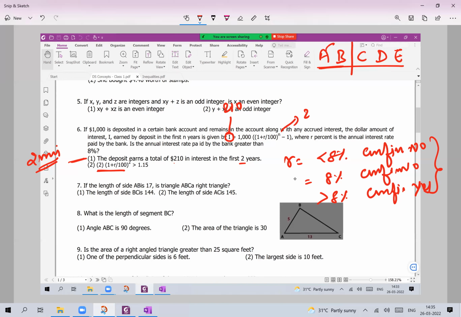So you should not follow any certain sort of pattern. It's simple. Whichever option you feel is easy, you go and attack that option. And this is an interest problem. We'll come to all these questions.